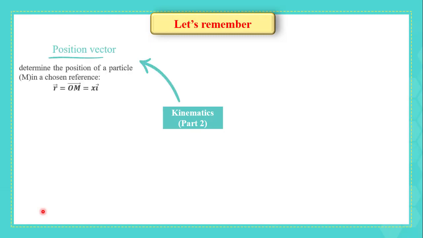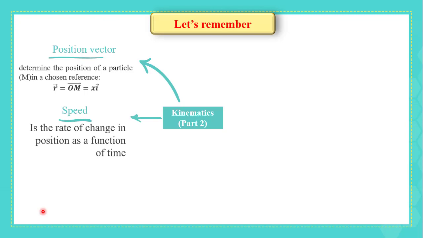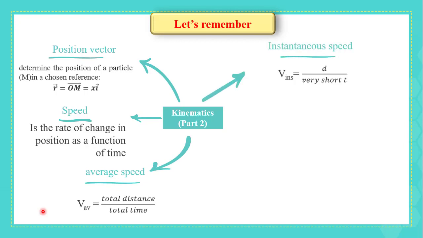We've studied that a position vector determines the position of a particle M in a chosen reference, where r vector is equal to OM vector, which is equal to x i vector. The speed is the rate of change in position as a function of time. The average speed is the total distance divided by the total duration of time, whereas the instantaneous speed is the total distance traveled in a very short interval of time.